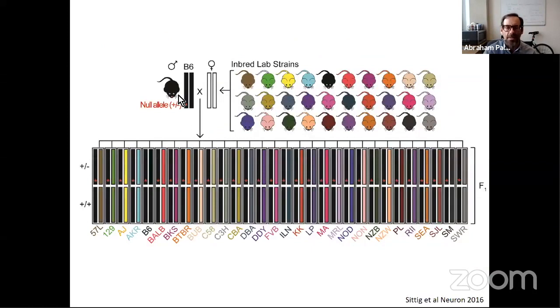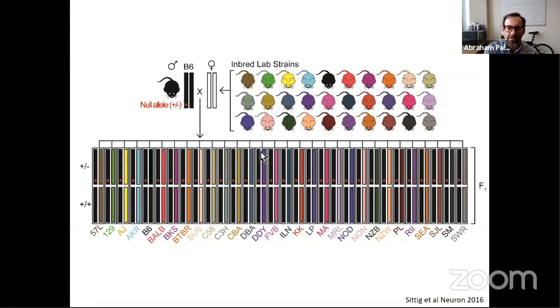And so the breeding scheme here is, I think, elegant. We have a male animal on an inbred strain background, B6. So this animal is genetically identical on both chromosomes, except that they're carrying a null allele on one chromosome shown here and not on the other. And we can then breed that animal to female animals that represent 30 different inbred lab strains. And that generates F1 animals where necessarily one of the chromosomes will be from the B6 father and one of the chromosomes will be from whichever of these 30 inbred strains they were bred with.